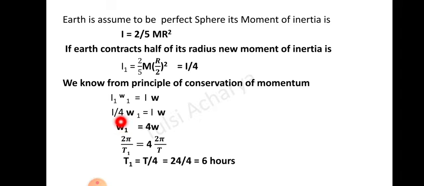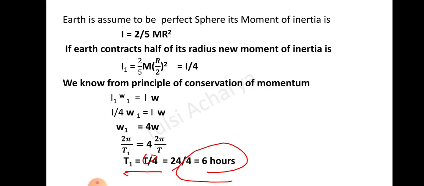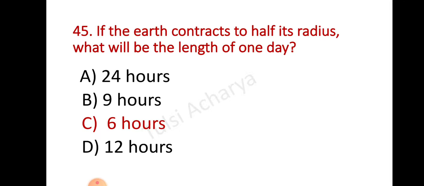Now this I and I will cancel each other. Omega 1 is equal to 4 times omega. This omega is 2 pi by t and omega 1 is 2 pi by t1. After solving this, we get t1 is equal to t by 4. This t is normal t, that is 24 hour, and a new t will be 24 by 4, that is 6 hour. If Earth is contracted to half of its radius, the time period for the one day will be 6 hours, that is option choice C.